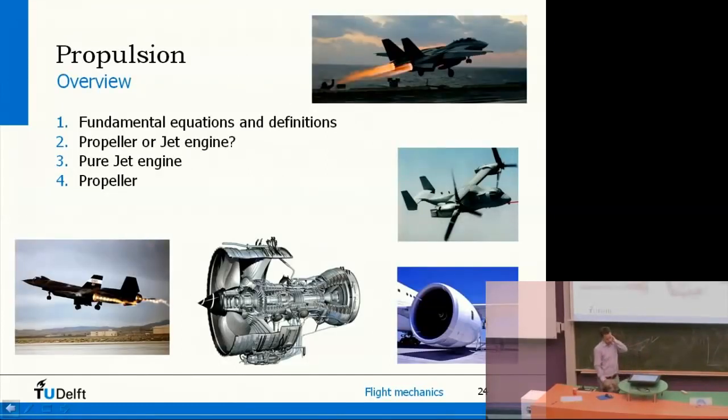So in terms of propulsion, I'll look at some fundamental equations and definitions. As you can see, there are many types of different engines. So you can see very big propellers. The one on the left here, the Blackbird, is actually a ramjet. And you have turbofan engines on civil aircraft. So very different engines. And I'm going to discuss, well, is the one better than the other or not? And how do we apply these engines in our equations of motion?